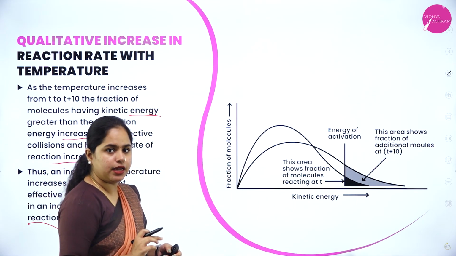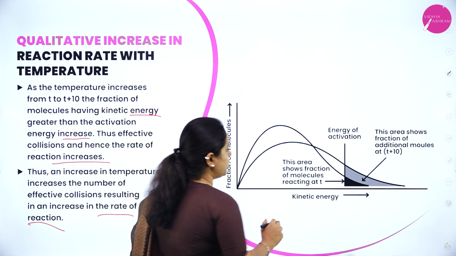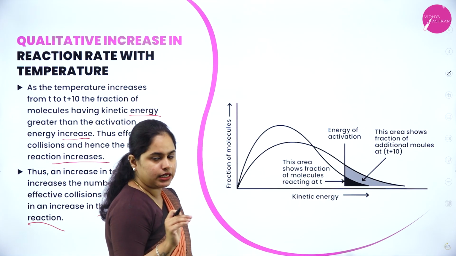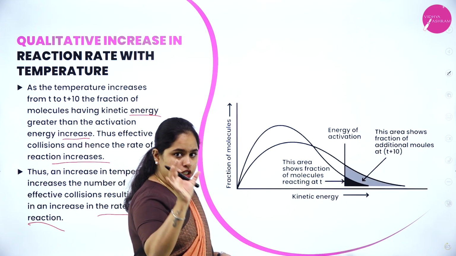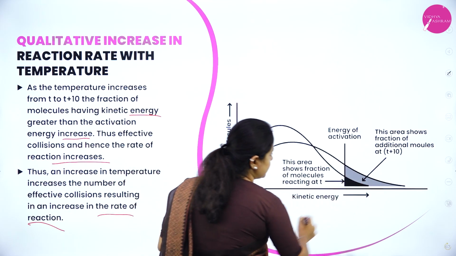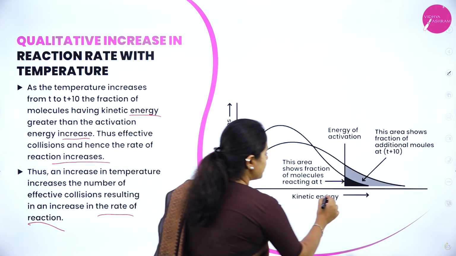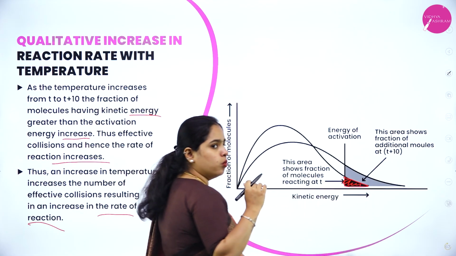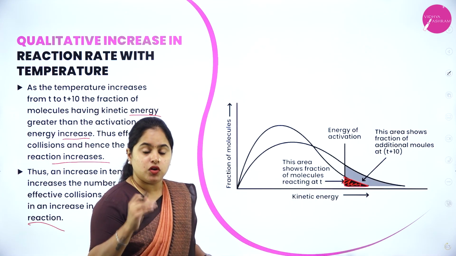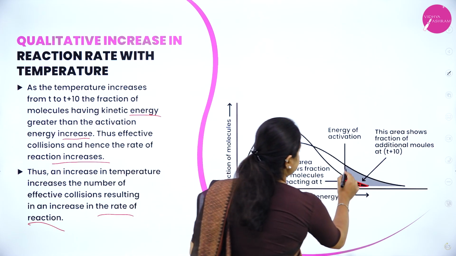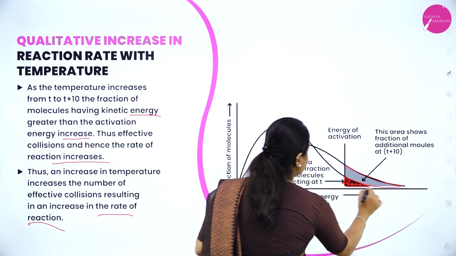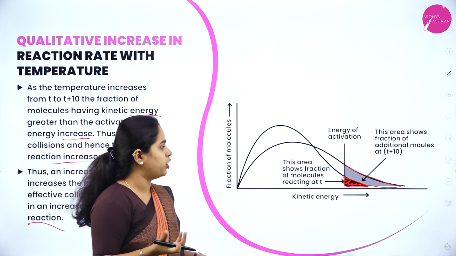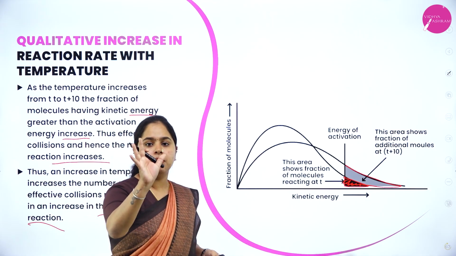Now let's see the same graph, the fraction of molecules versus kinetic energy. This particular graph was for temperature T. The second graph is for T plus 10 degrees. As you can see, only this much portion was for the temperature T. Now, if we increase the temperature to T plus 10, the gray portion you can see is the fraction of molecules having the minimum activation energy.